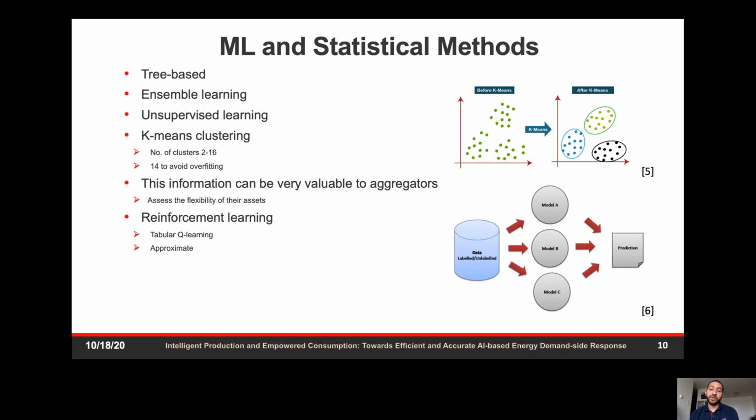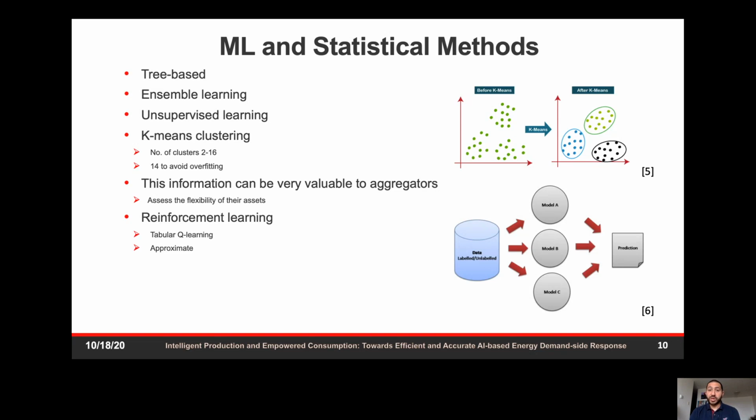All this information can be really valuable for energy aggregators. So aggregators can be from the producer side or from the consumer side. So aggregating different generation resources and aggregating different consumer groups. So aggregators will use all this forecasting information to assess the flexibility of the assets that they aggregate, whether it's the production side or the consumer side.